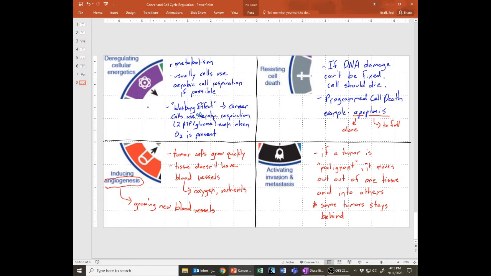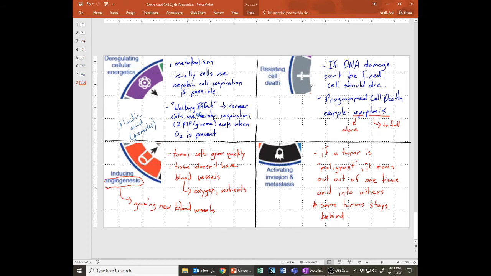Okay. Also, it creates lactic acid, lactate, and that actually promotes tumors. So not only is the cancer using up all your energy for no real good reason, it's also producing this byproduct of anaerobic respiration that helps promote the tumor.